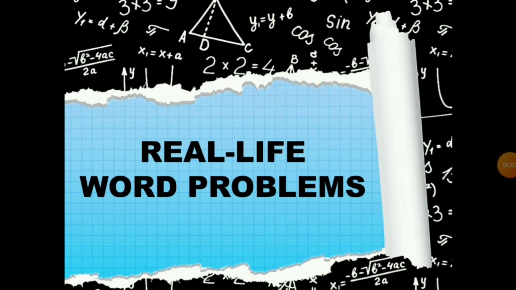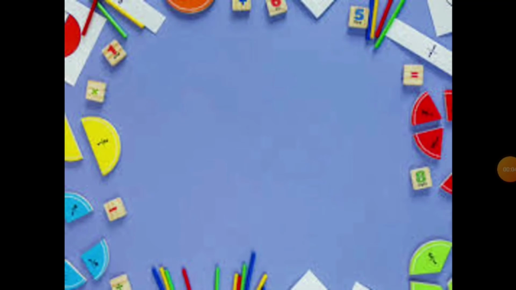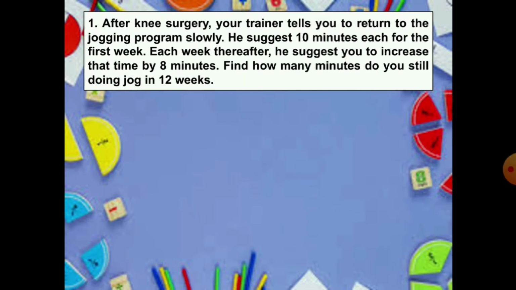We discussed the arithmetic sequence, the nth term of the sequence, and the arithmetic mean. And now we will apply all these lessons by making real-life world problems. First example. After knee surgery, your trainer tells you to return to the jogging program slowly.